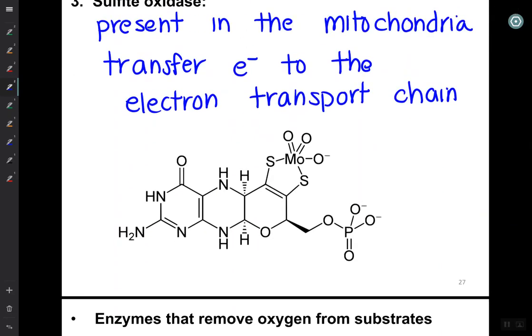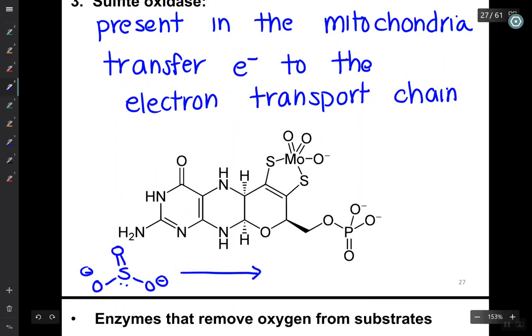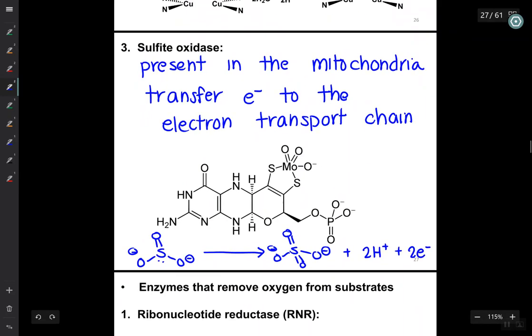I guess I should probably squeeze in the reaction right here. So what this does is it takes the molecule sulfite, as its Lewis structure, and it oxidizes the sulfite to sulfate. To balance, we have 2 protons and 2 electrons. But what's interesting and that we haven't seen yet is that this uses a molybdenum cofactor.